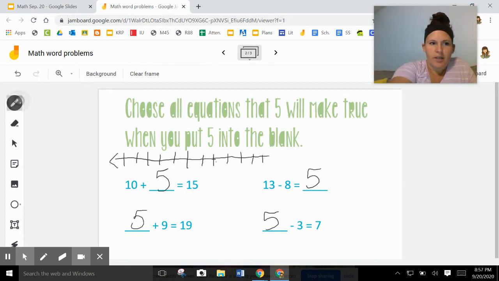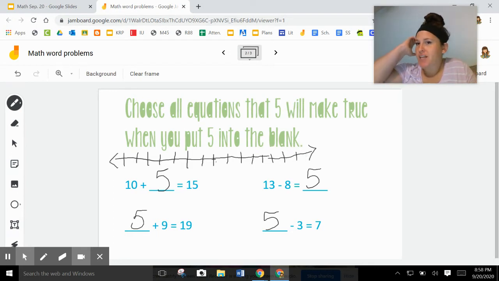I've got to make it perfect, guys. Sorry. This Acton's not very good at this. 1, 2, 3, 4, 5, 6, 7, 8, 9, 10, 11, 12, 13, 14, 15. Oh my gosh, this is so sloppy. But you guys get the point.